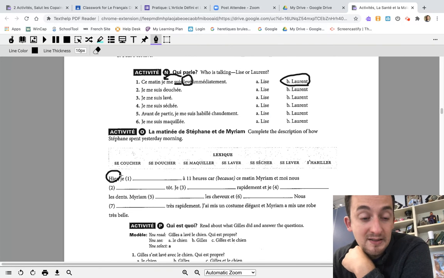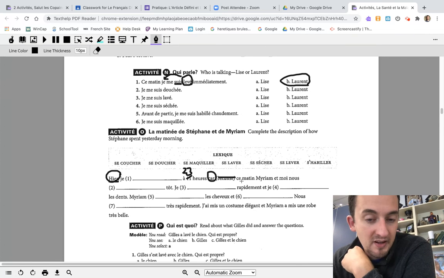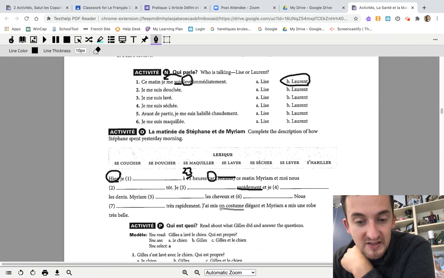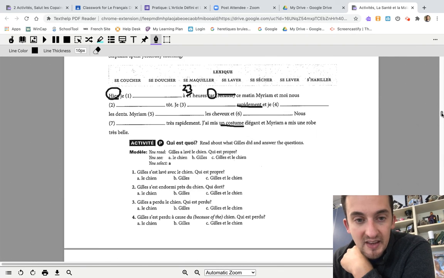Hier, all right, he's talking about his morning, so he gives some information about hier. I would also say instead of 11, I would say 23 heures as a French person. Car means as. Oh, well, I guess it tells you because, but it does mean because or as. Ce matin, you should know. Rapidement means very quickly. D'accord? Un costume is a suit. D'accord? Donc voilà.